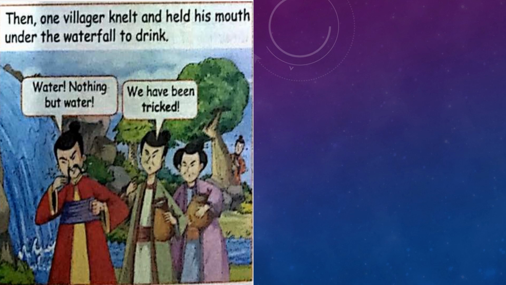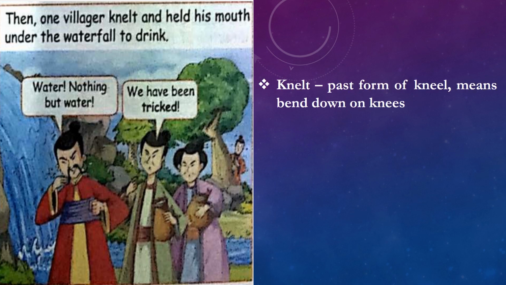So then one villager knelt and held his mouth under the waterfall to drink. Okay, so what is knelt? Knelt means to kneel down, to bend down on the knees. So it is the past form of kneel. So one villager of them just knelt down and held his mouth under the waterfall to drink.